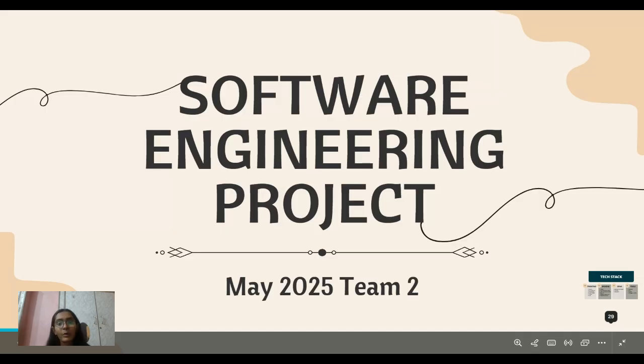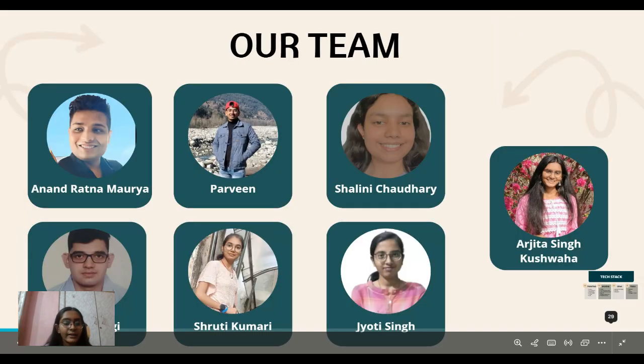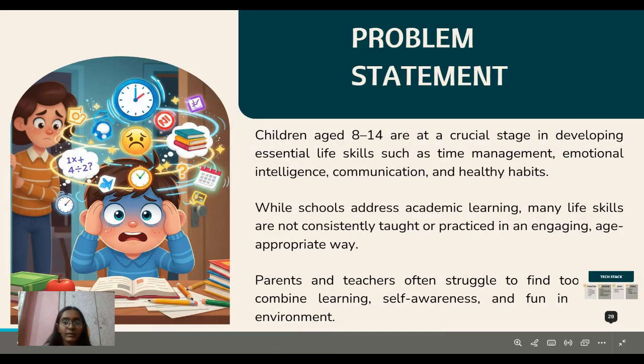We have chosen problem statement 2, which is a life skill application for school aged children. This is our team. We have Anand, Parveen, Shalini, Akash, Shruti, Jyoti, and myself, Arjita. Each of us contributed to different aspects of the project, from research and design to development and testing.